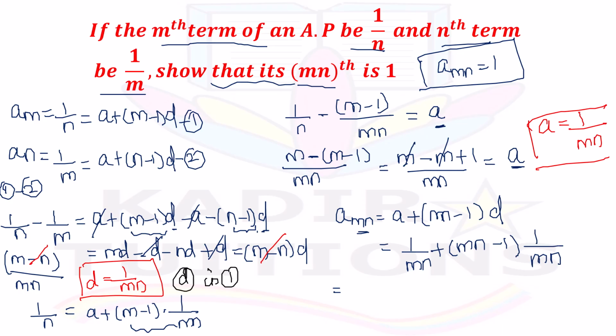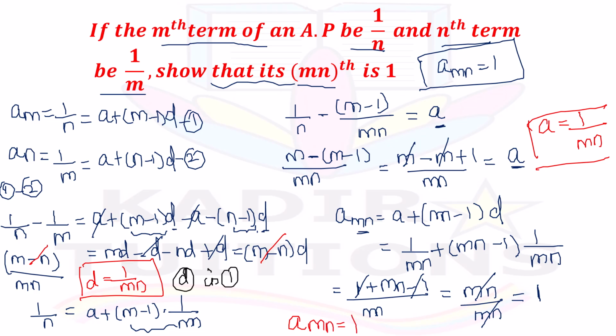So now we can take an LCM mn, and for the first term 1 is there, and for the second term mn minus 1 plus 1, minus 1 and plus 1 got cancelled, and we are left with mn in the numerator as well as in the denominator. Now this mn and mn will get cancelled, so we are left with the value of 1. That's the reason we got a_mn is equal to 1. So we have proved the mnth term is 1. Thank you.